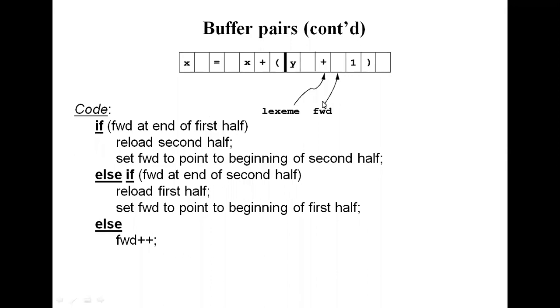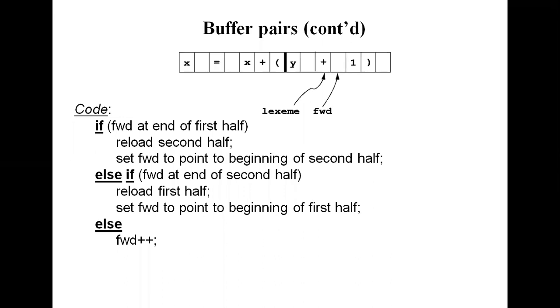By using these two pointers, we keep track of the portion of the input scanned. Initially both pointers, the begin pointer and the forward pointer, point to the first character of the input string, which here is X. See here we have an example. The representation shows the two pointers and the input program already stored in an input buffer.